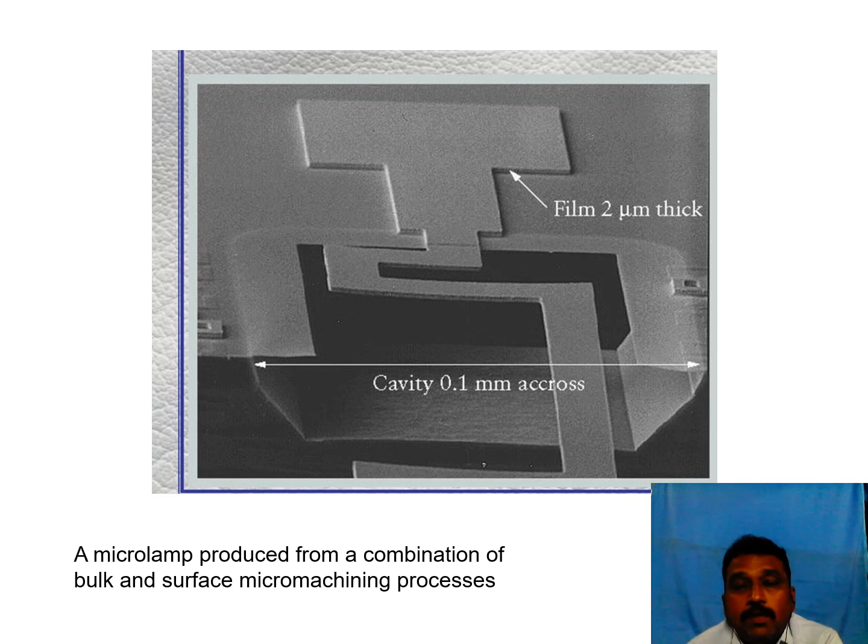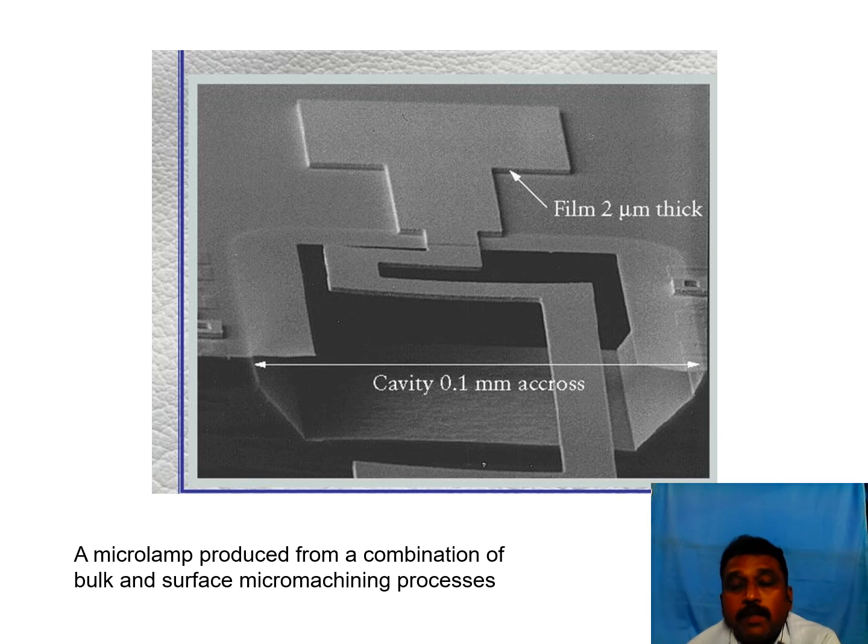You can see this one. This is a micro lamp, produced from a combination of bulk and surface micro machining processes. You can see here the cavity of 0.1 micrometer cross. This is the film. The film is etched to 2 microns thickness by means of bulk micro machining and then the surface micro machining process.